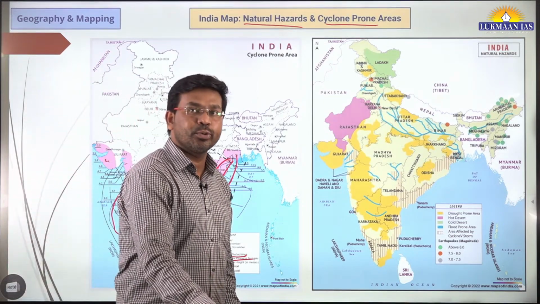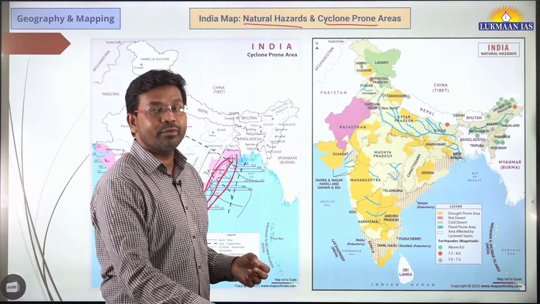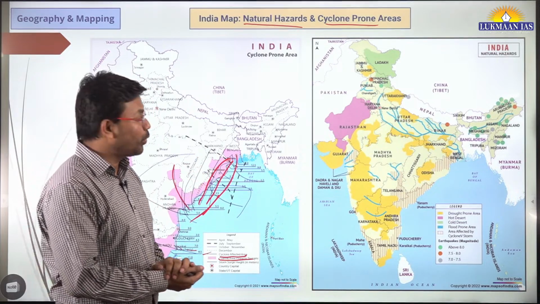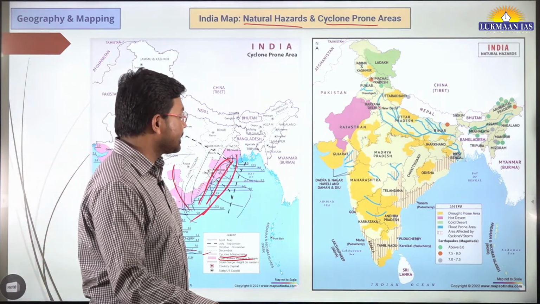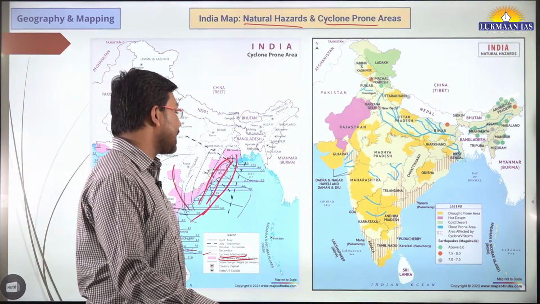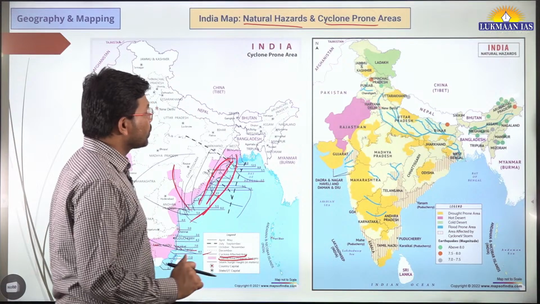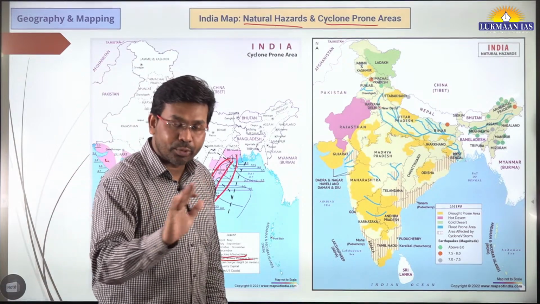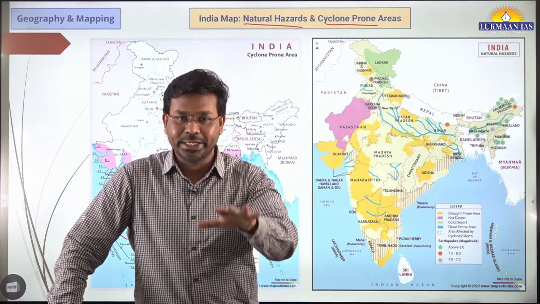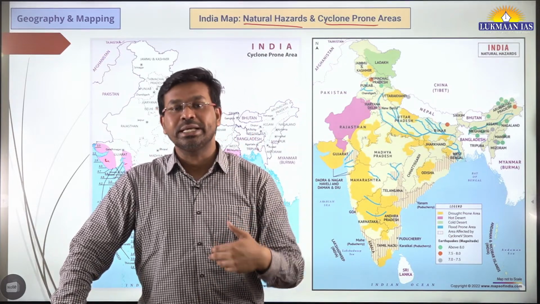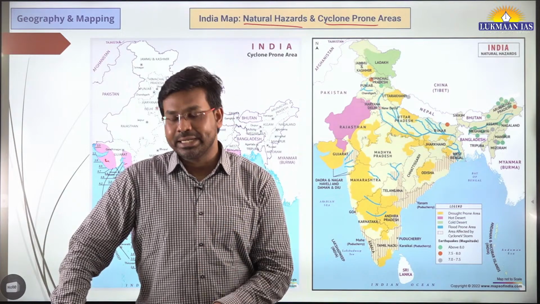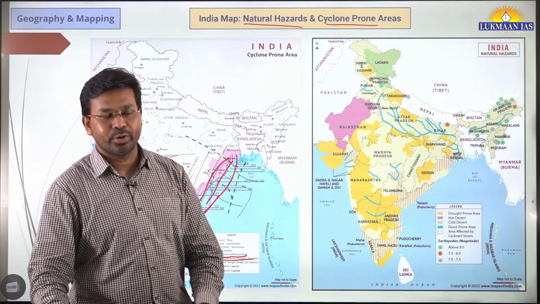Apart from this, we are quickly going to see another map, and this is a map of natural hazards in the country. In this map, we are going to understand drought prone regions, flood prone areas, and the areas that are affected by cyclone or storm. Drought prone areas are those areas where rainfall and precipitation are less, but evaporation is high. These regions have less water content in the soil. These are known as drought prone areas.